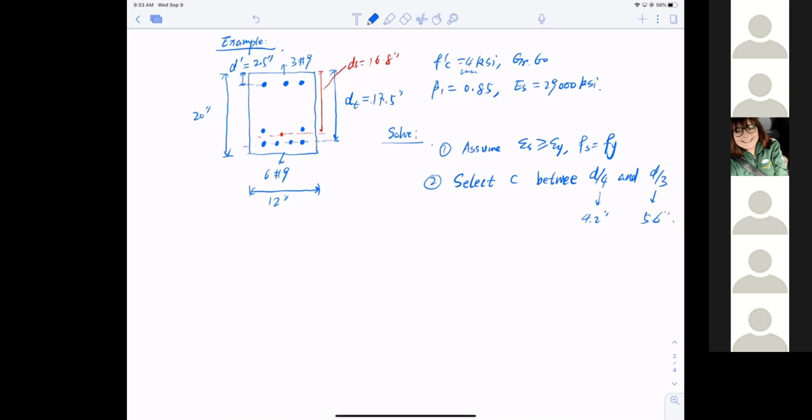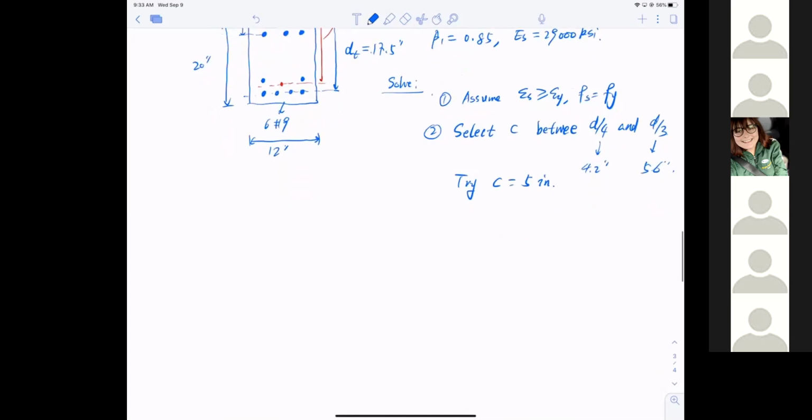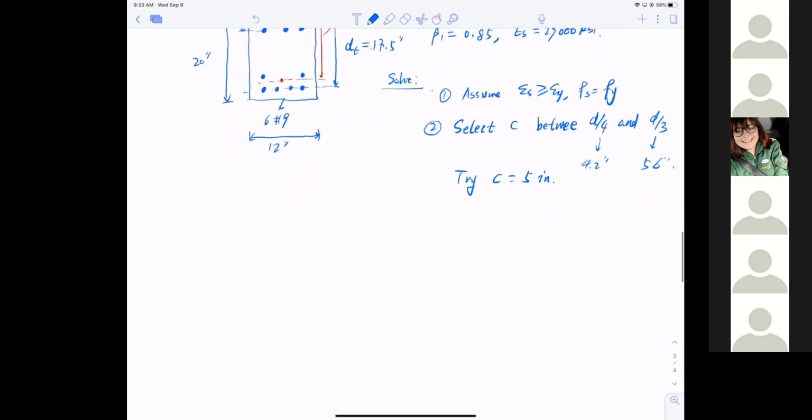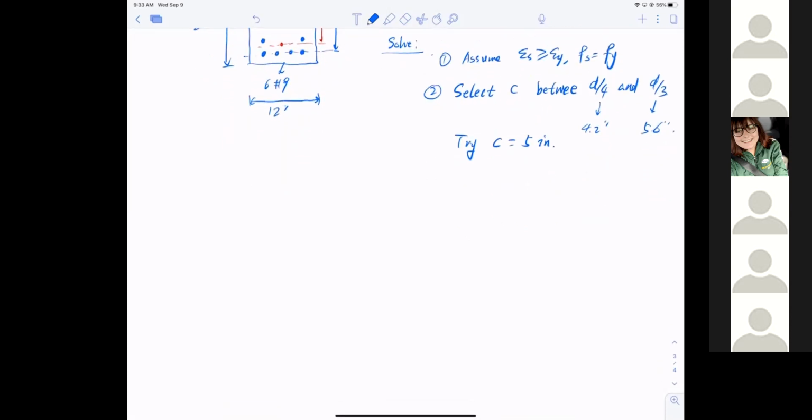So we're going to select a value between them. We're just going to blind try. c equal to 5 inch. Different from the last lecture, this time I totally don't know, I'm blind. Let's just try some number. So that's the compressive zone I picked. The next step, I'm going to write here.